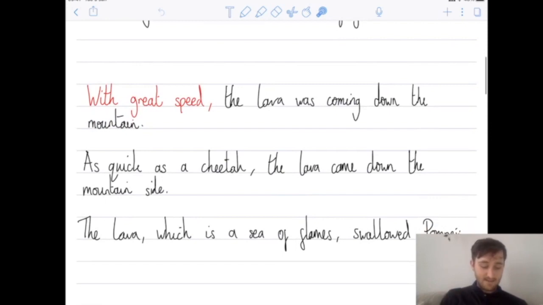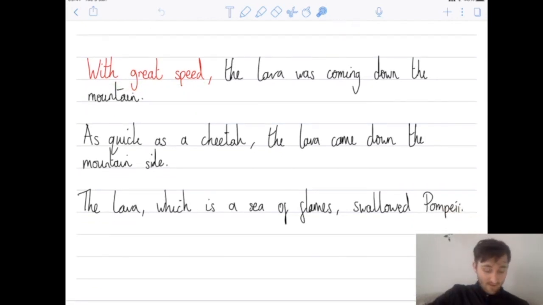So in my red, this is my subordinate clause. So I've put, with great speed, with my piece of punctuation, the lava was coming down the mountain. So that's my added bit of information. If that was on its own, it wouldn't make sense, would it? But I've got that at the start of my sentence. Again, that's varying my sentence starters. The lava was coming down the mountain.